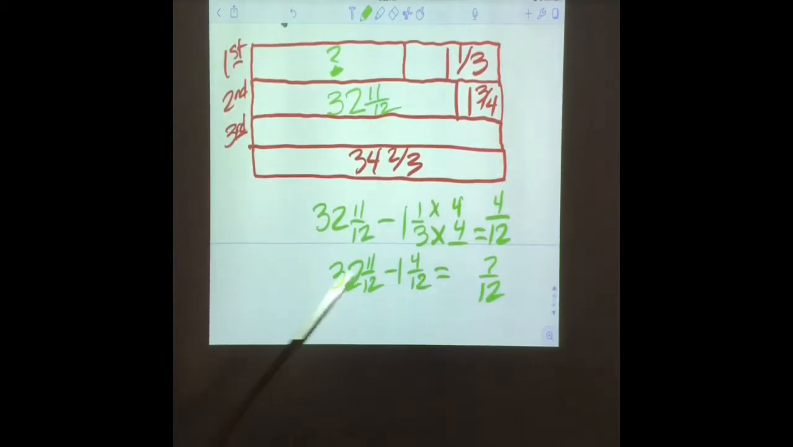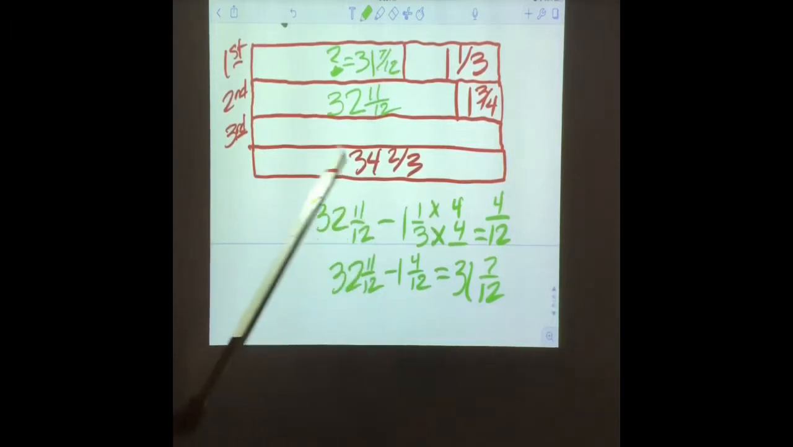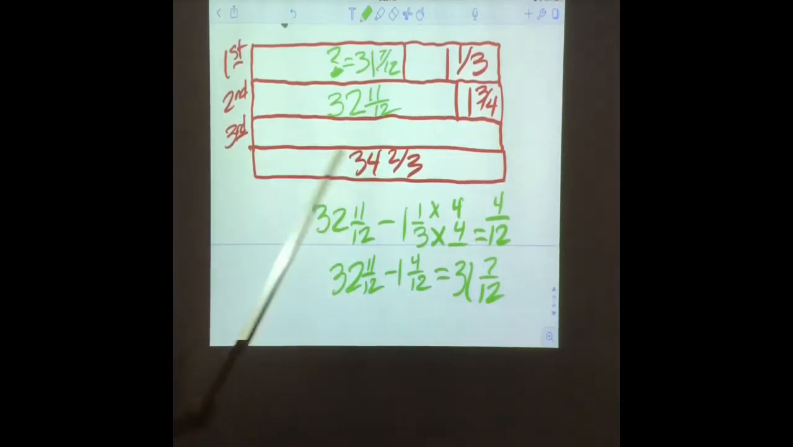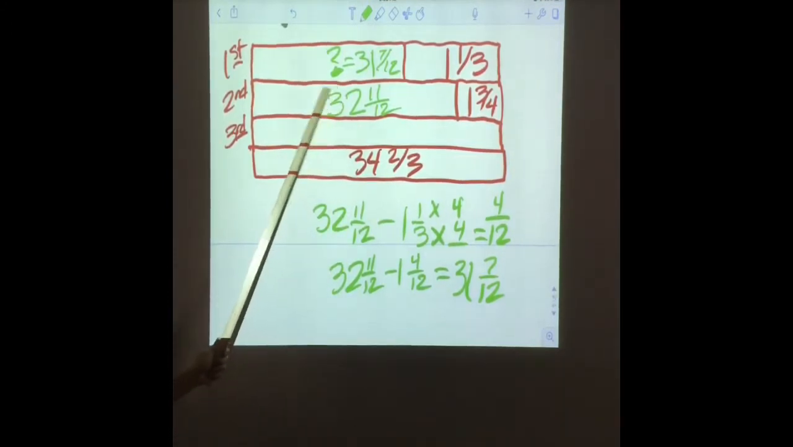Now, can I take the 1 away from the 32? Yes, it makes 31. Our winner came in at 31 minutes and 7/12 of a minute. So 31 and 7/12 of a minute. Wow. He was a little faster, wasn't he? All right. That's your stacked tape diagram.